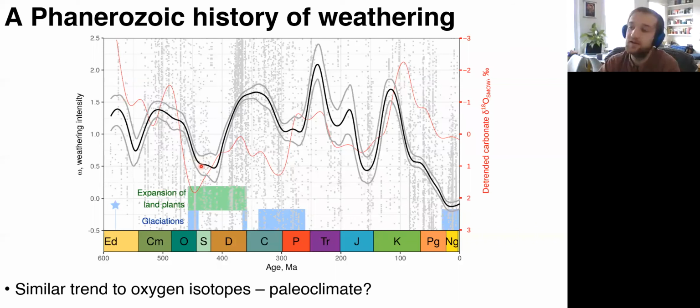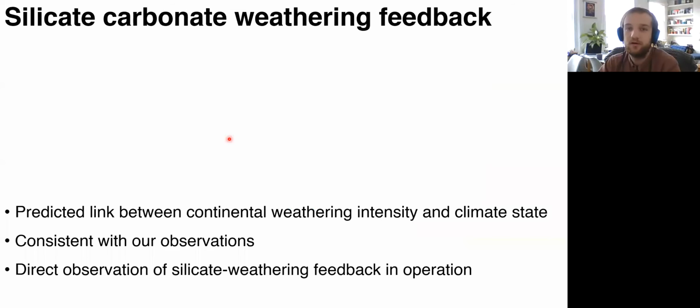And again, of interest is that during the expansion of land plants, we also see this gradual increase in weathering intensity, which I'm happy to answer some more questions on, but unfortunately I'm not going to cover in too much detail today. So what would we expect to see if there was a silicate carbonate weathering feedback? So this hypothesized link between weathering and climate, what would we expect to see?